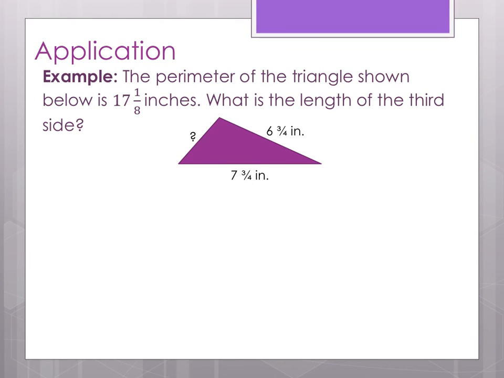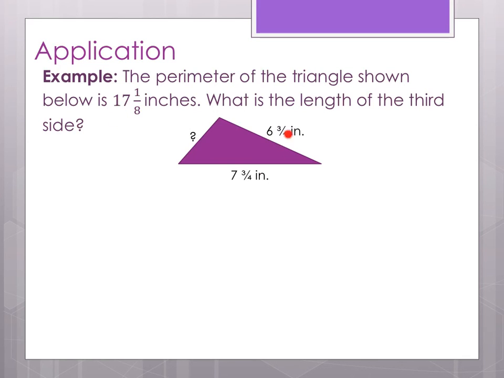Our last example for this video is an application. So here we have a triangle, and the perimeter of this triangle is 17 1/8 inches. What is the length of the third side? Well, remember how we find the perimeter of the triangle. We add up all three sides, and that should equal 17 1/8.